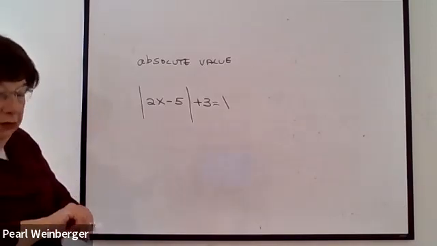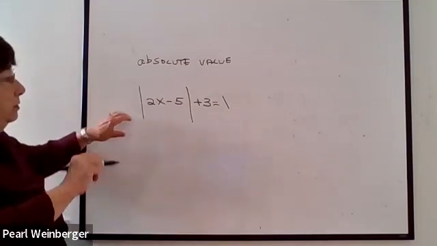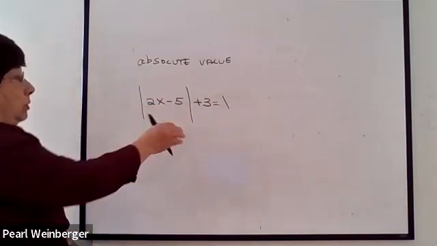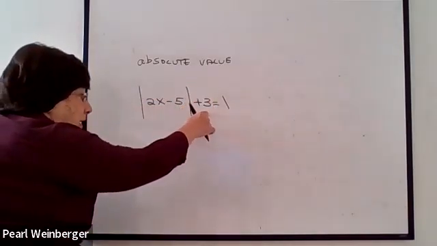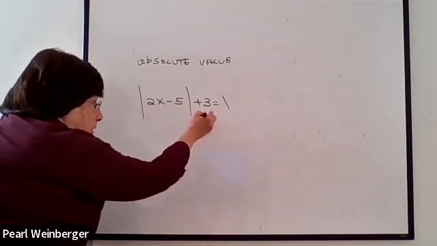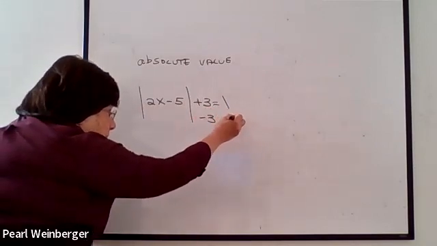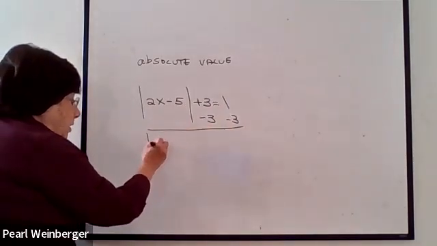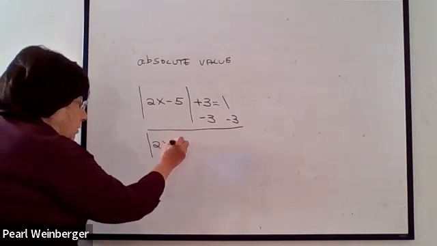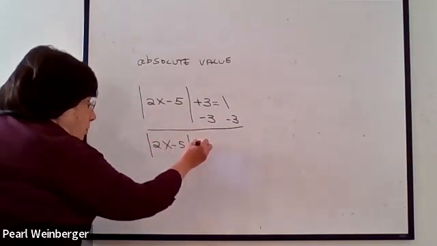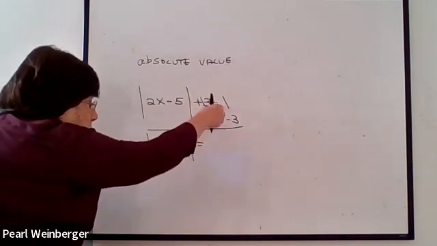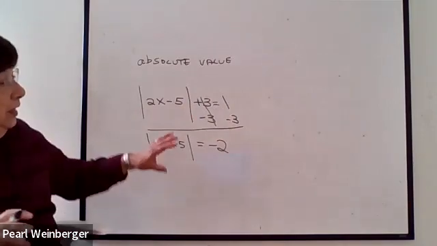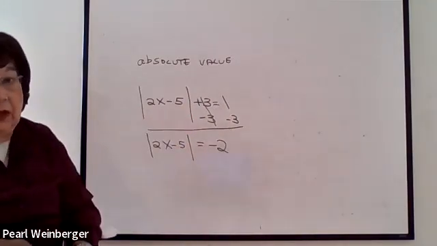Okay, let's do this together because we're getting close to the end of our class. Remember what I told you. You want to get the absolute value alone. And I have a 3 on the other side, outside this absolute value. So I want to get this 3 to the other side of the equation. So to start out, I'm going to have the absolute value of 2x minus 5 equaling 1 minus 3, which is negative 2. First step, get your absolute value by itself.